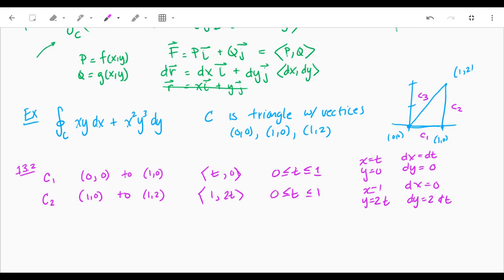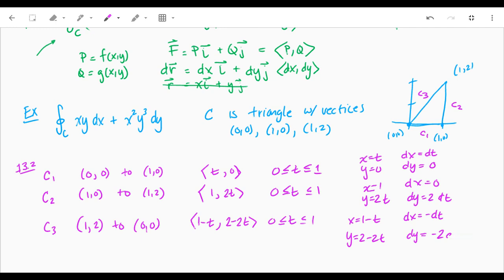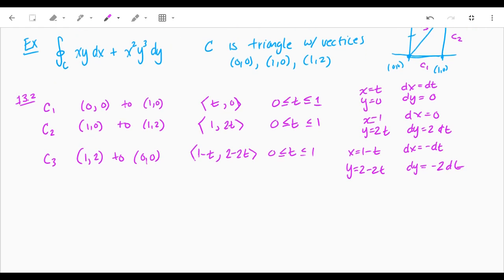And then our last one, C3, we're going to go from (1, 2) to (0, 0). So starting at 1 going to 0, 1 minus t, and starting at 2 going to 0, that's going to be 2 minus 2t. t is 0 to 1. X is 1 minus t, y is 2 minus 2t, so dx is negative dt, and dy is negative 2 dt.